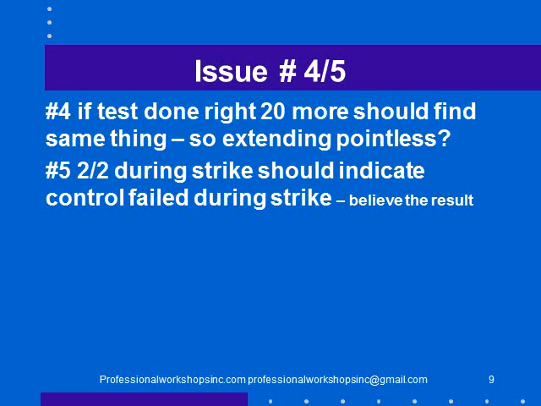Now, issues 4 and 5, if we did the test right and we tested 20, one would presume that if we test 20 more, we're going to find exactly the same thing, so extending the test is pointless. The other thing that we should assume is, if 2 out of 2 during the strike were not approved, I think we should take that as an indication that during the strike, when management was taking over, the control didn't operate. So we have to believe those 2 results.